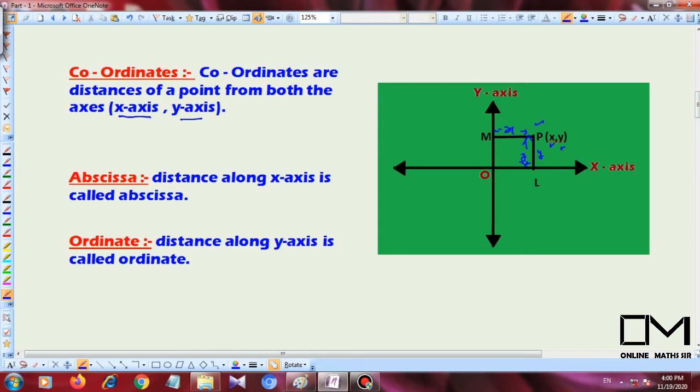First of all, the x coordinate, which is called abscissa, is the distance along the x-axis. This distance is called abscissa. And the distance along the y-axis is known as ordinate. This distance is the ordinate.